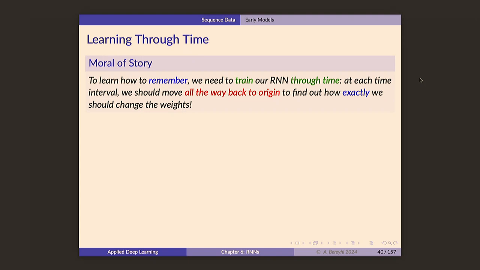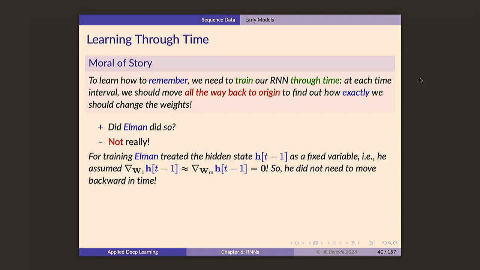Now, you might ask me, did Elman really do that? No, he didn't. What he actually did was truncate at that particular time. So he basically did what we did for the non-recursive model. When he got to this point, when he wanted to compute the gradient of h_{t-1} with respect to W1, he said, okay, I cannot go further. In 1990, you can guess there was not enough computation. So he said this is approximately 0.